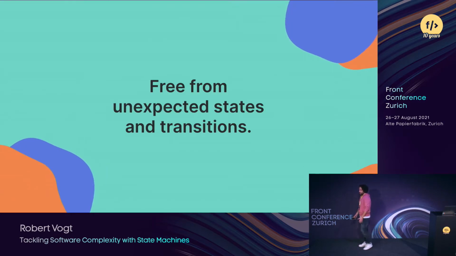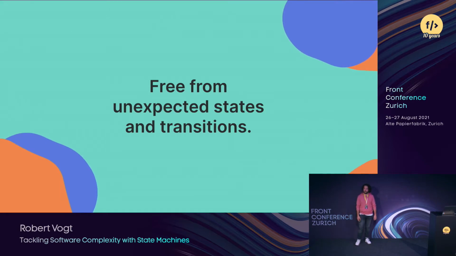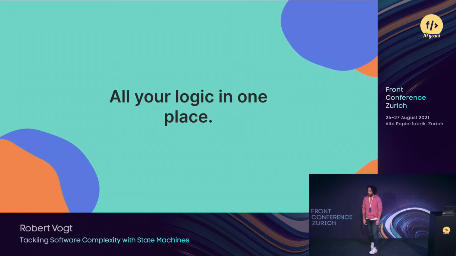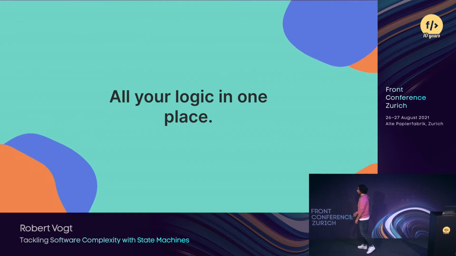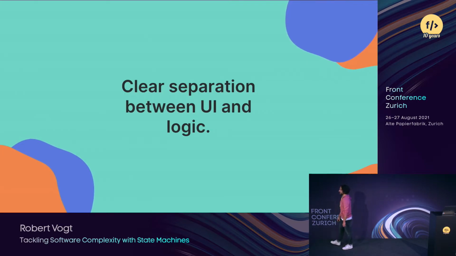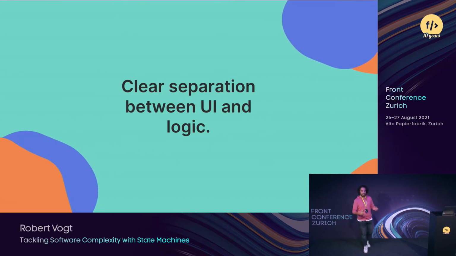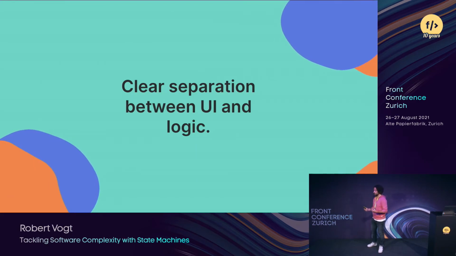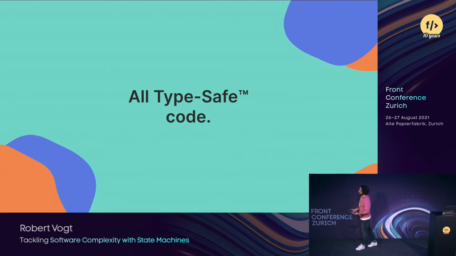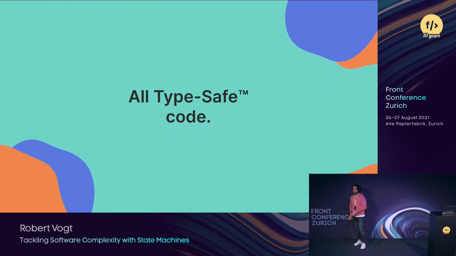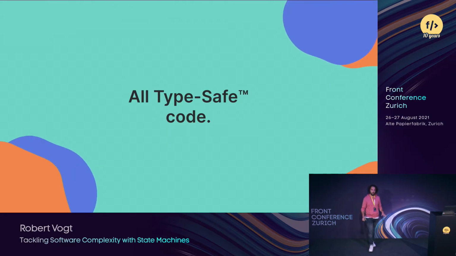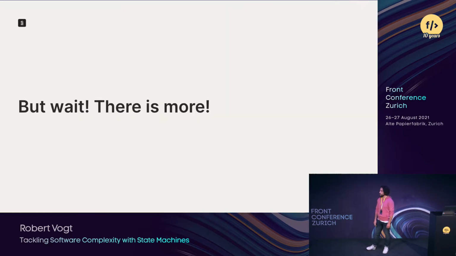So in summary, we can say that with state machines, you are free from unexpected states and transitions. You have all your logic in one place. You have a clear separation between your user interface and your logic. And again, the best thing, you have a visualization of all that. And if that's your kind of thing, it's all written in TypeScript. You get all type-safe code if you want. But wait, there is more.